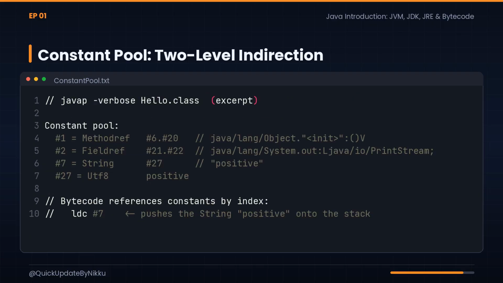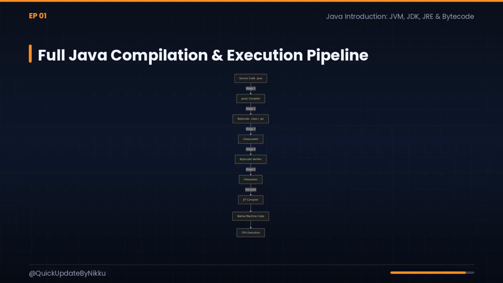The constant pool is a lookup table embedded in every class file. String literals, class names, method signatures, and numeric constants all live here. Bytecode instructions never embed text inline, they store an index like number 7 which the JVM resolves at runtime. Entry number 7 is a string that itself points to the raw UTF-8 entry number 27. Code obfuscators work by rewriting these UTF-8 entries, and String.intern relates directly to how the JVM manages these pooled string references.